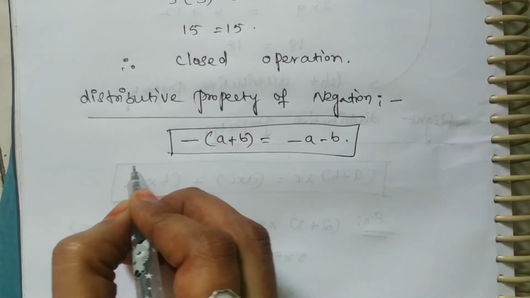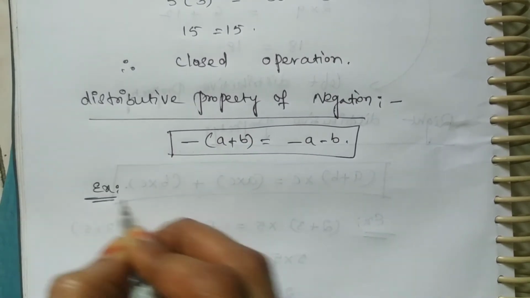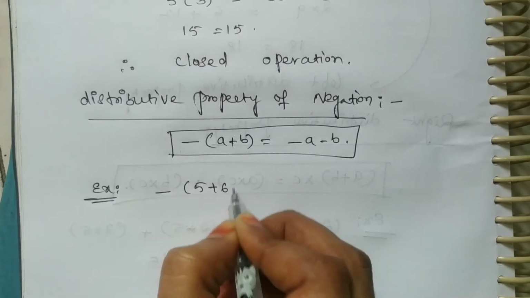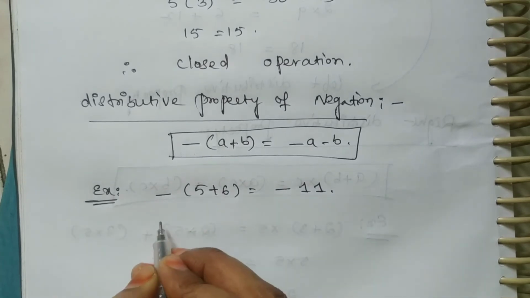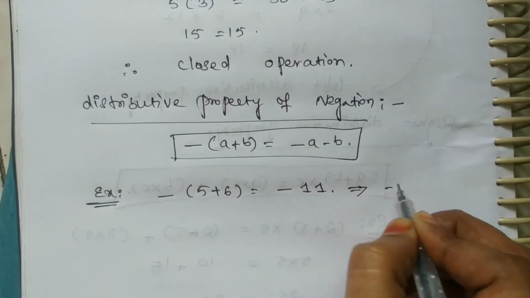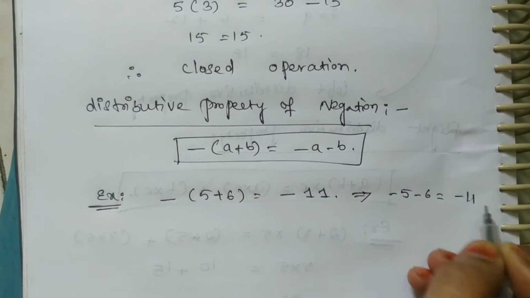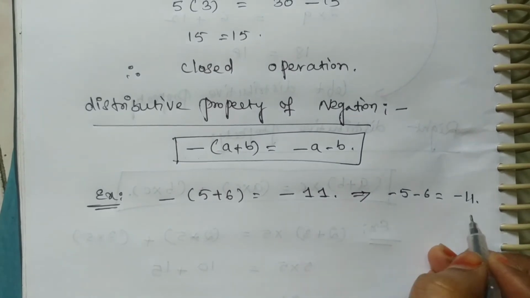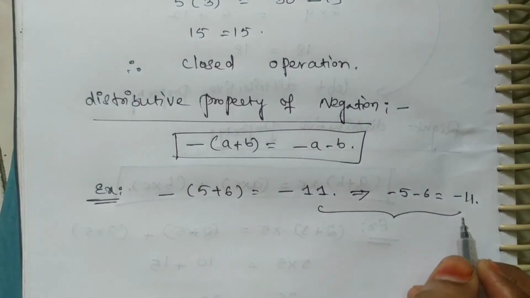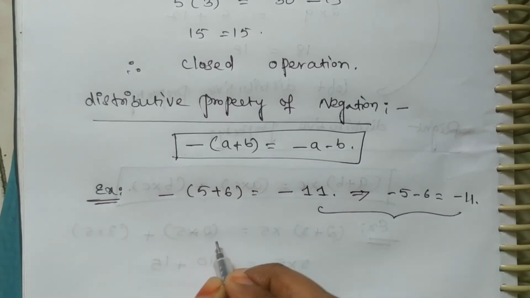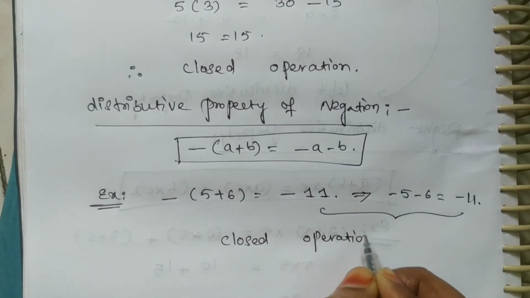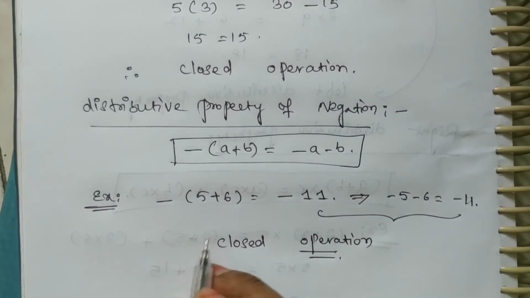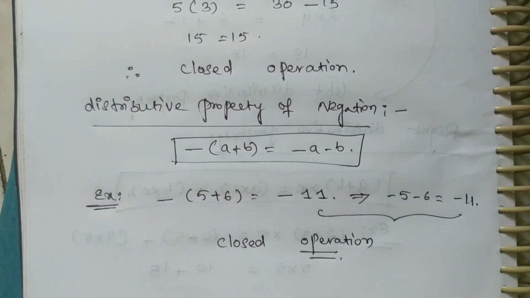Let me explain this with an example. −(5 + 6) = −11. Now adding individually, that is −5 − 6, we also get −11 as the answer. So both the values are the same. So the negation of the distributive law is also a closed operation. So the distributive law of multiplication over subtraction is a closed operation.